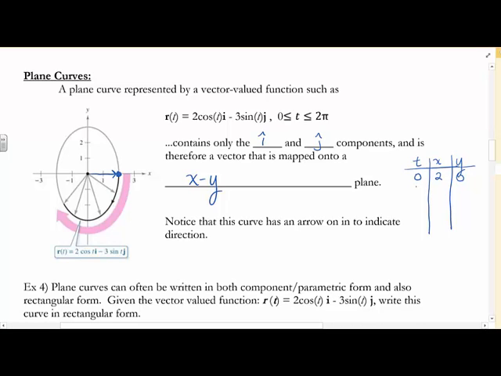Now, let's say when t equals pi over 2, 2 cosine pi over 2 is 0, negative 3 sine pi over 2 is negative 3. Now I'm down here, which is why this arrow points in that direction. Because when you have a vector-valued function and you graph it on a plane or in space, it has direction. As t increases, that thing maps itself out in a certain order, and the arrow indicates that order. Now, does it matter what order? Sometimes it depends on the context. All right?